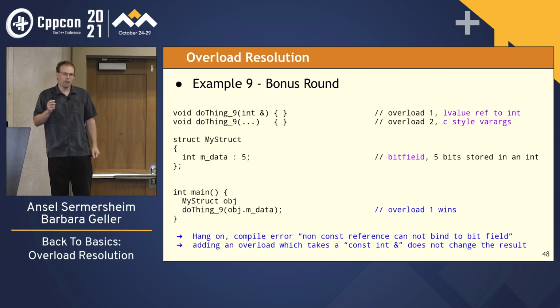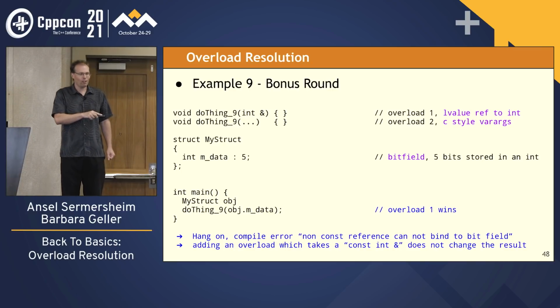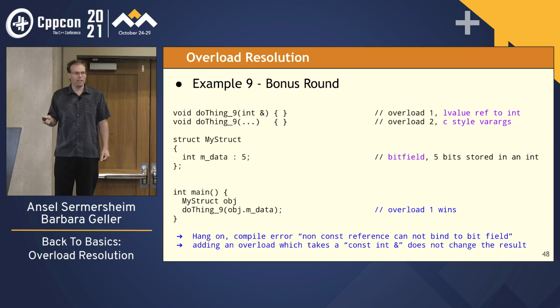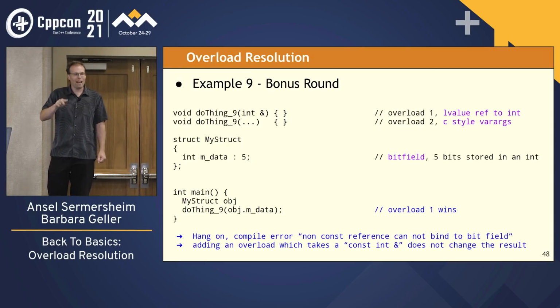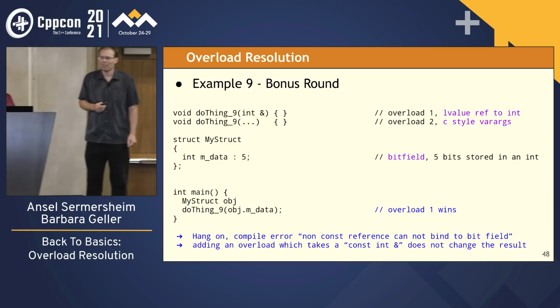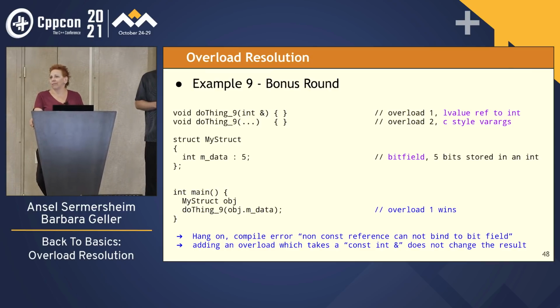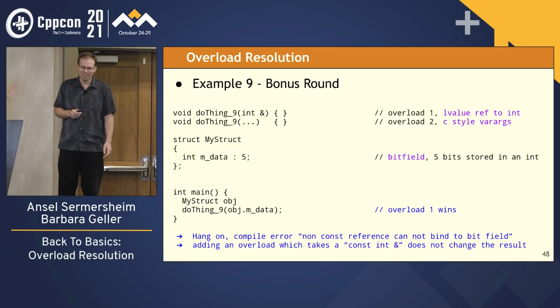So this is a case where the compiler chose an overload where the call doesn't compile over one where the call would. Because if it had chosen the C-style var args, it would have copied the int. And that would be legal. We think the moral is bit fields maybe aren't good or var args, we're not sure. Maybe just avoid both. So this was the bonus round.